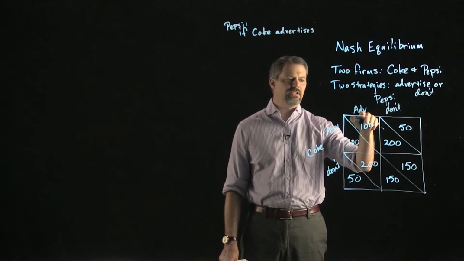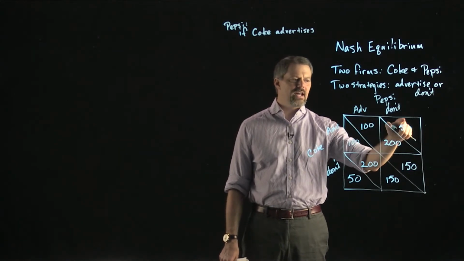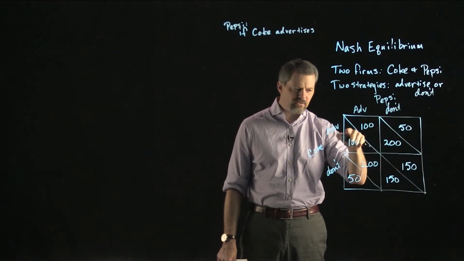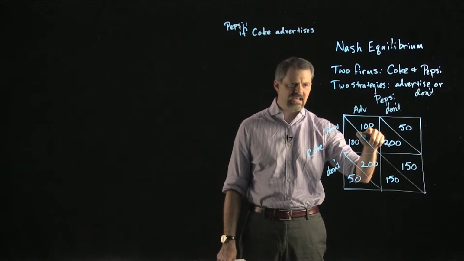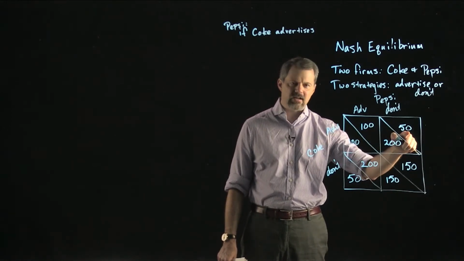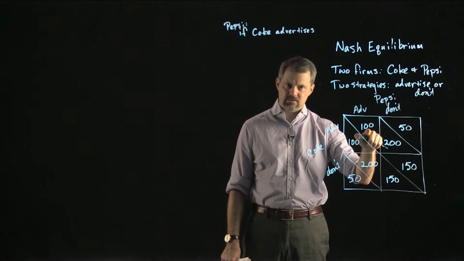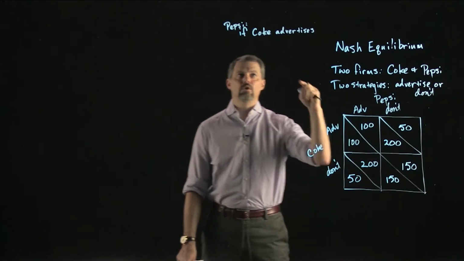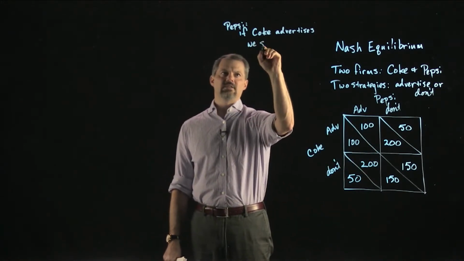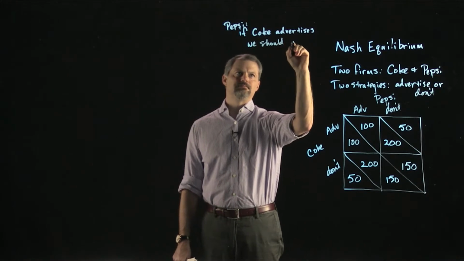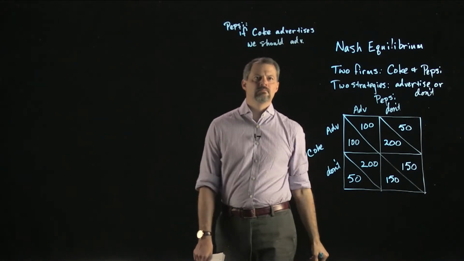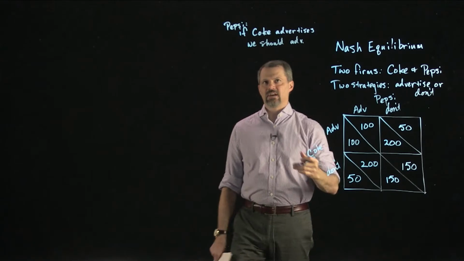Our choice is to either advertise or not advertise, which means because we're in this row, we're either going to get this outcome of 100 or this outcome of 50. We would rather get the 100. So if Coke advertises, we should advertise. But Coke might not advertise.